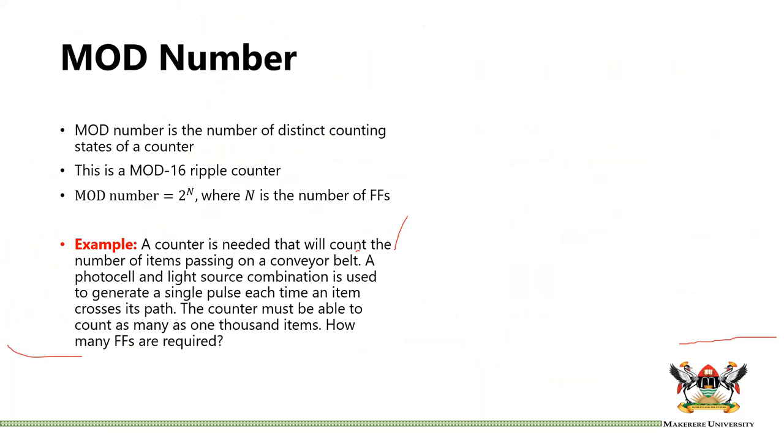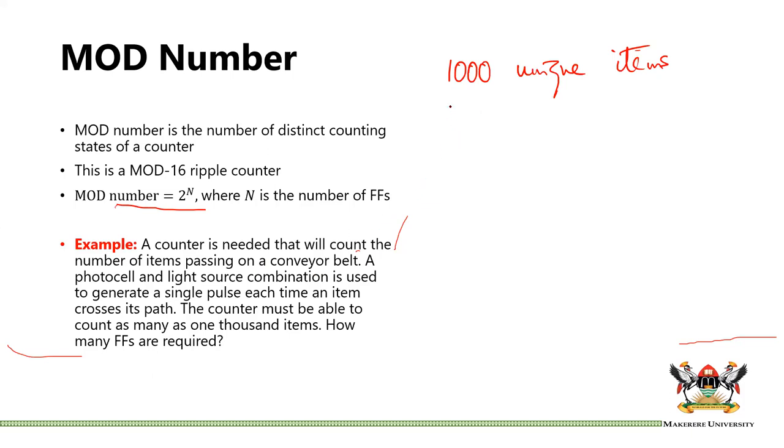Some of this discussion we've already had. So we see that the mod number is 2 to the power n, where n is the number of flip-flops. Now look at this example. You have a counter that needs to count the number of items passing over a conveyor belt, like in an industry. You have a photocell and a light source combination that is used to generate a single pulse each time an item crosses its path. The counter must be able to count as many as 1,000 items, okay? So you have 1,000 unique items and we need to count them.